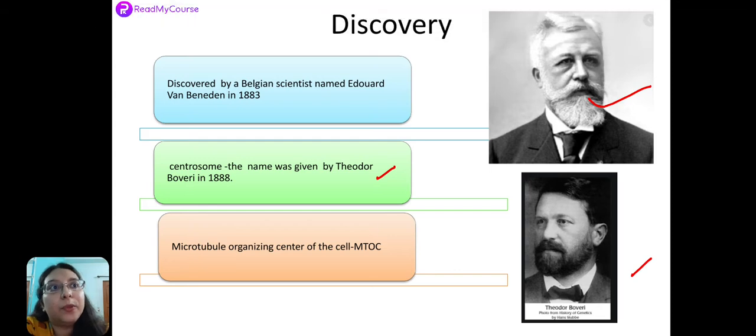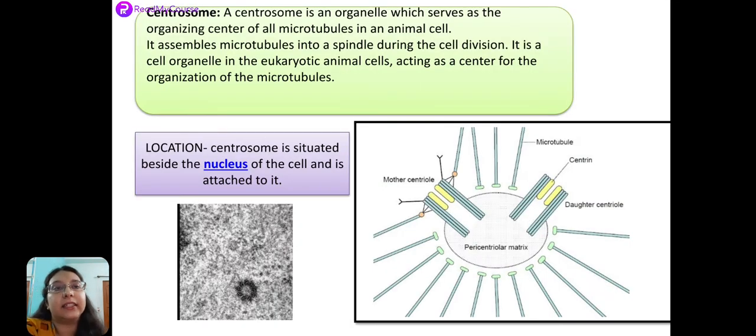With that, we move on to the next slide. So by now we have understood what centrosomes are. It is an organelle which serves as the organizing center of all the microtubules in an animal cell, right? We have understood this much. Now it assembles all the microtubules into a spindle during cell division. We will go into this in the later parts of the session. So for the time being, just remember this much.